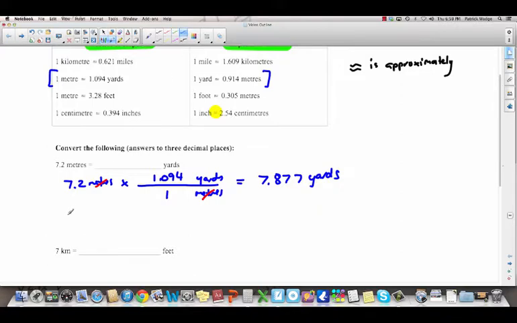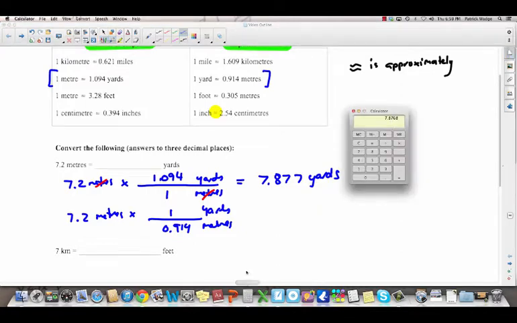The other way we could have done that is 7.2 meters times, again, meters on the bottom, yards on the top. Okay, we used this one last time. Let's use this one. 1 yard, so 1 would go on the top this time, 0.914 meters on the bottom. How would we solve that one? We would go 7.2 times 1, well that still equals 7.2, and then we would divide by 0.914, and we get 7.877. And you don't have to round it because it's a 4.